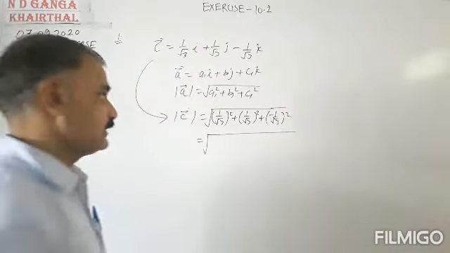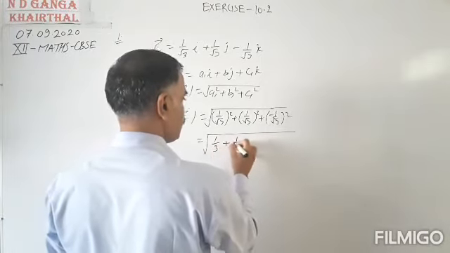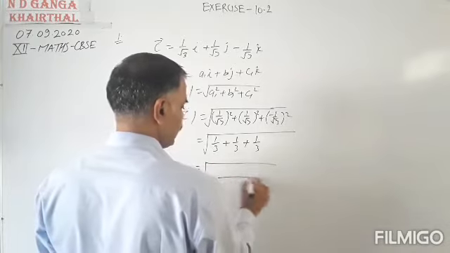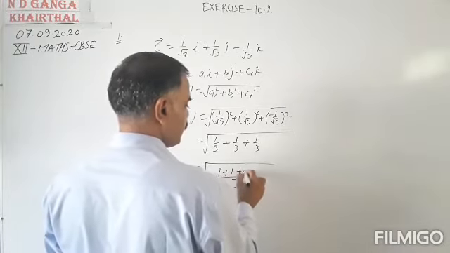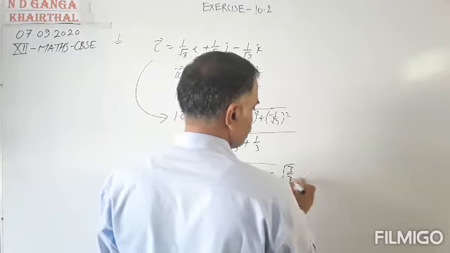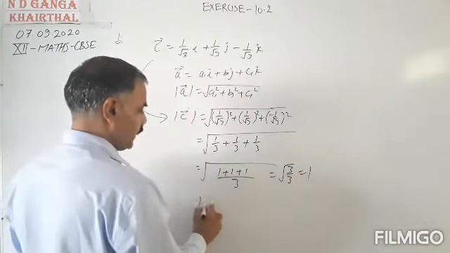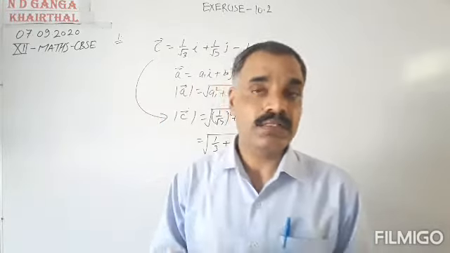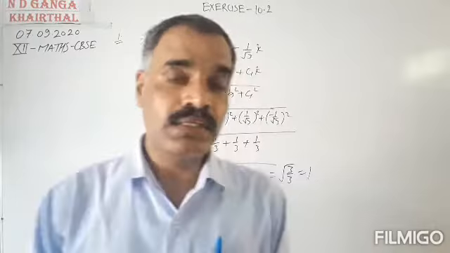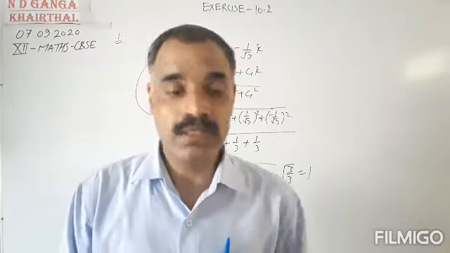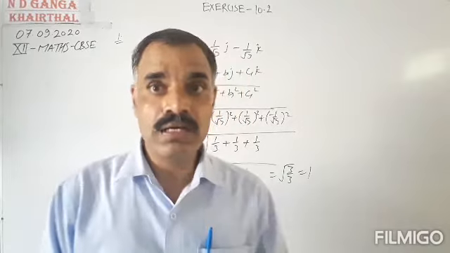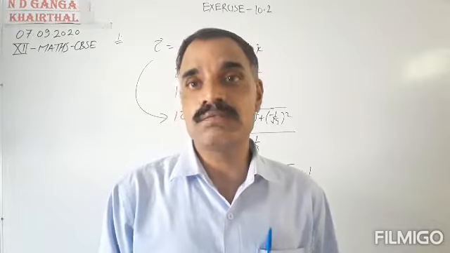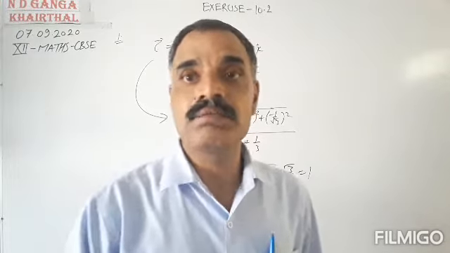This is equal to root of 1 upon 3 plus 1 upon 3 plus 1 upon 3, taking 3 as LCM, 1 plus 1 plus 1 is equal to 3 upon 3, which is equal to 1. Okay, so the magnitude of c vector is equal to 1. So c vector is a unit vector, as its magnitude is equal to 1. Okay, so this was question number 1 of Exercise 10.2.